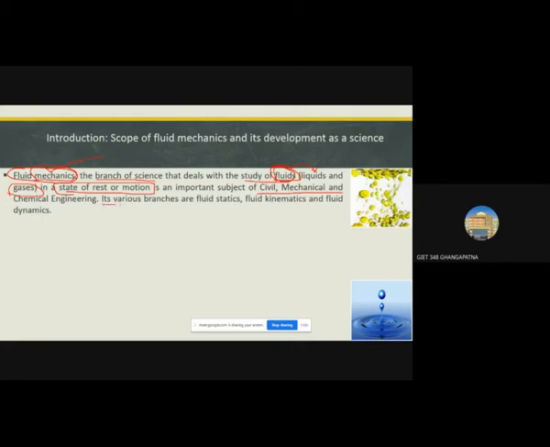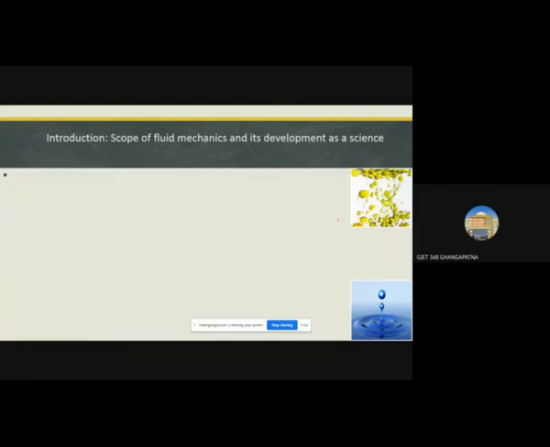The various branches of fluid mechanics which we are going to study in this semester are fluid statics, fluid kinematics and fluid dynamics. These are the three things we are going to study under the head fluid mechanics. Hydraulic machine is again a different thing. Hydraulic machine is the last two modules and fluid mechanics is the first three modules. That is why the subject is fluid mechanics and hydraulic machine. But in fluid mechanics, we are mainly concentrating on fluid statics, fluid kinematics and fluid dynamics. I hope all of you are getting it.